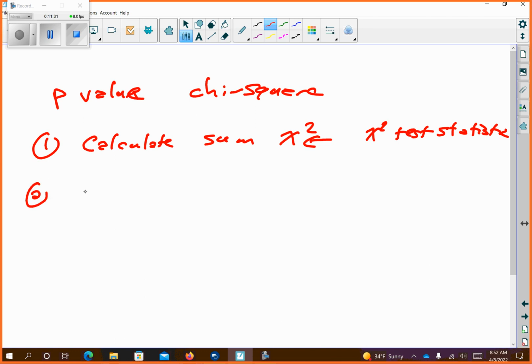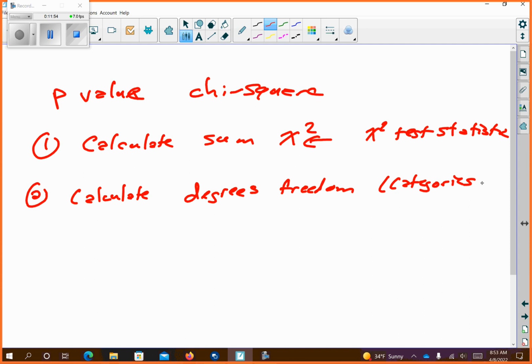Number 2, calculate the degrees of freedom, which is one of the easiest things out there, right? It's the number of categories minus 1. It's not the sample size minus 1. So if you rolled 1,000 times, that's your sample size. That doesn't mean your degrees of freedom is 999.